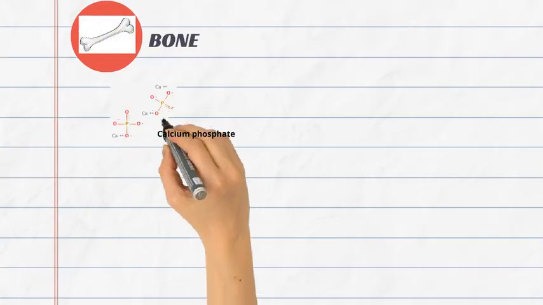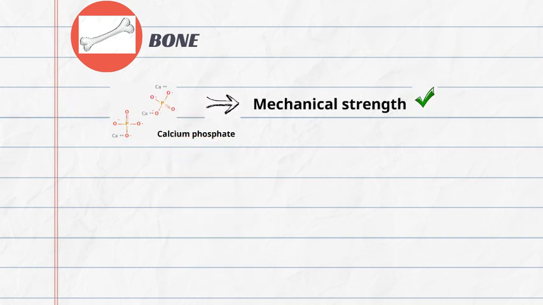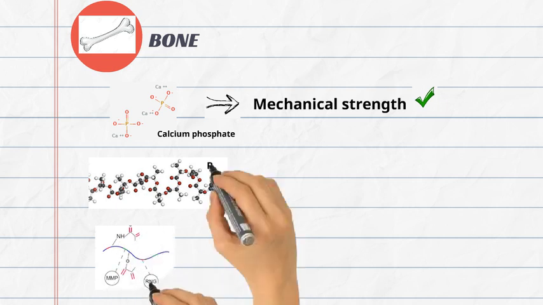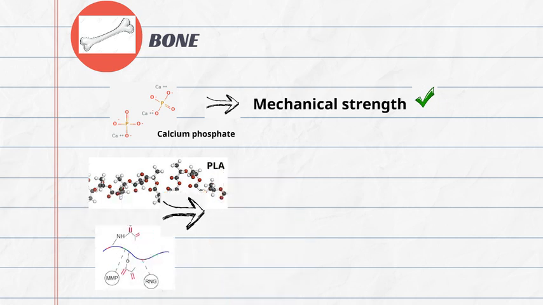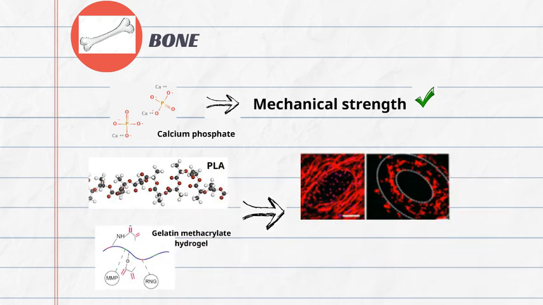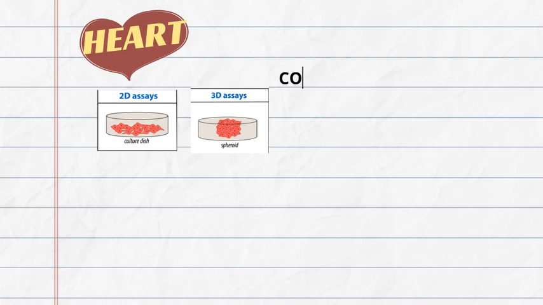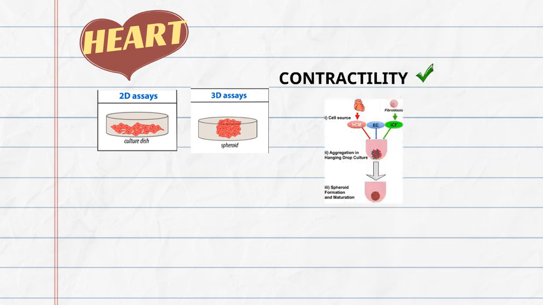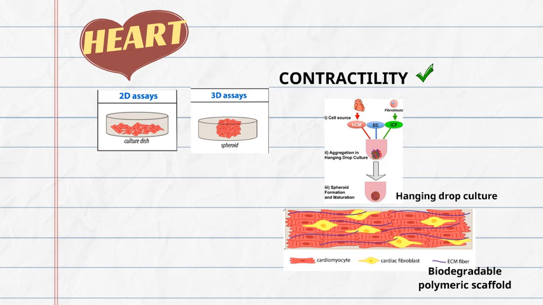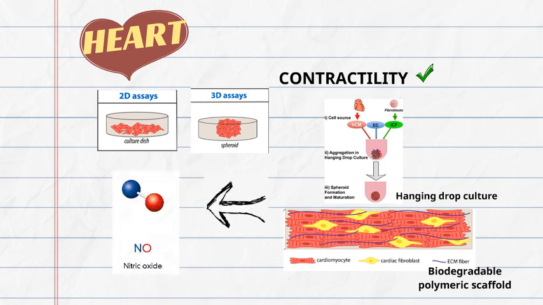Regarding bone, a matrix incorporating calcium phosphate is needed for rigidity and simulation of mechanical strength. 3D bioprinting technology using polylactic acid and hydrogel has been used to create a large vessel. In the future, it should be combined with vasculogenesis of endothelial cells. 3D and 2D cardiomyocyte tissues have been used, guaranteeing contractility. Cardiac tissue created on hanging drop cultures and biodegradable scaffolds supports endothelin release with a crucial cardioprotective role.